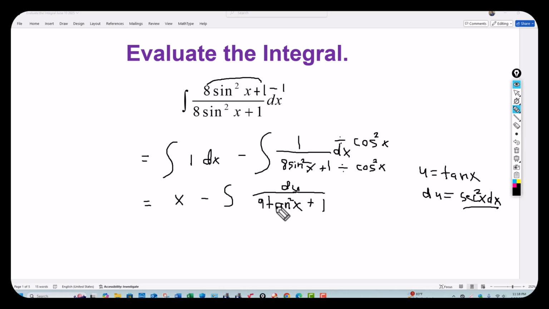So we got du over 9 tangent squared of x plus 1. And now this 9 tangent squared of x, I can write this as 3 tangent of x quantity squared plus 1. So that is replaced by this here. Here in the denominator then, so what we have now in the numerator is du. Denominator we have the 9 tangent squared, but tangent is u. So this will be 9u squared plus 1. And this 9u squared can be written as 3u quantity squared plus 1. So that's what we have in the denominator. Got the du on top, and then 3u squared plus 1.